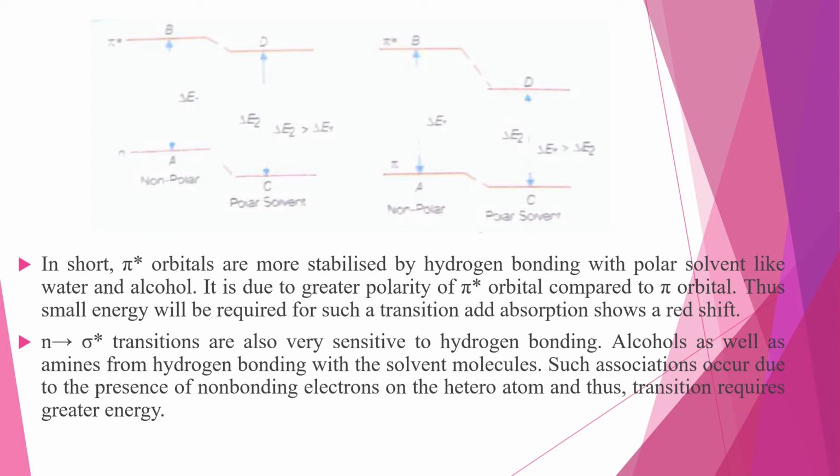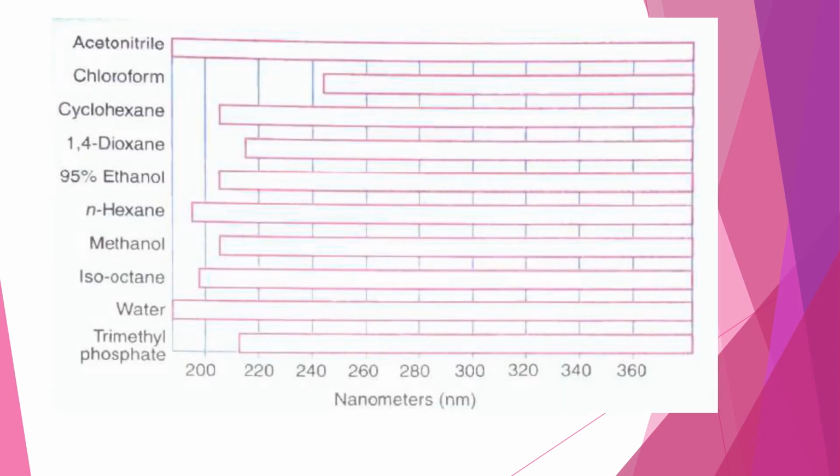The next one: n to sigma star transitions are also very sensitive to hydrogen bonding. Alcohols as well as amines form hydrogen bonds with the solvent molecules. Such association occurs due to the presence of non-bonding electrons on the heteroatom, and thus the transition requires greater energy. This figure shows the transparency ranges of useful solvents.